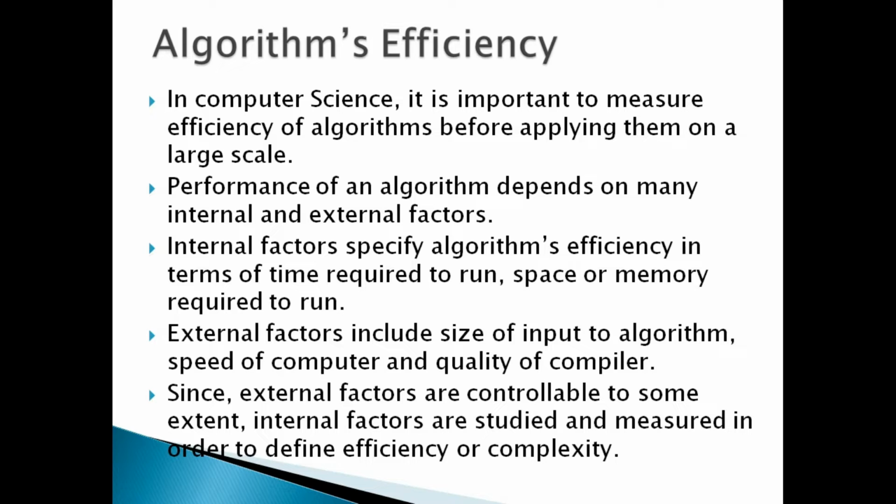Both the algorithms are for searching an element in a list, but both have different speed. Suppose we have to search an element in a list, then we have two options. One is linear search, another is binary search. So first we have to measure the efficiency of the algorithm before we apply that on a given data. Performance of an algorithm depends on many factors. Those are internal and external factors. What are internal factors?